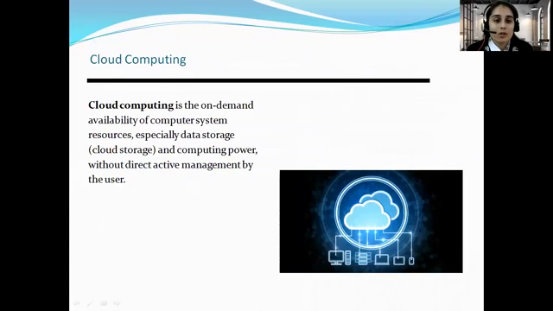Next, we come to cloud computing. What is cloud computing? It is the on-demand availability of computer system resources, especially data resources, that is more commonly known as cloud storage, and computing power without direct active management by the user.